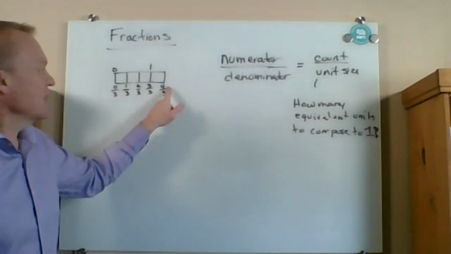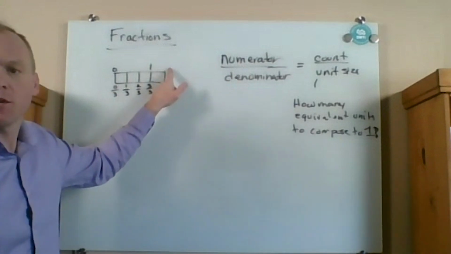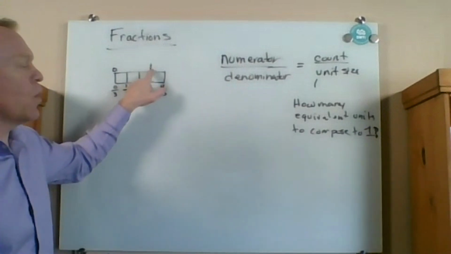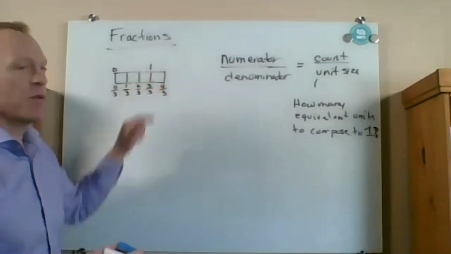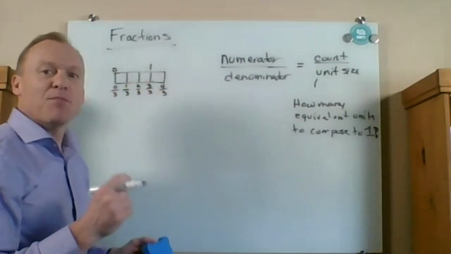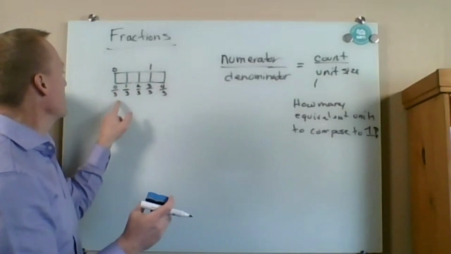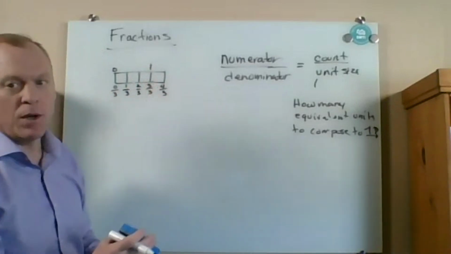Now, the reason I did this type of task is so that we don't confuse the word whole with 1. So yes, this is the whole 1, it's a whole number, that's where that comes from, but it's important to actually have kids focus on the unit of 1. So how many of these smaller equivalent units get to 1?